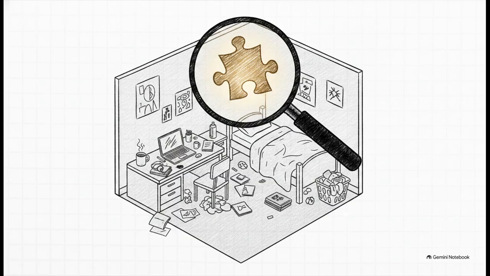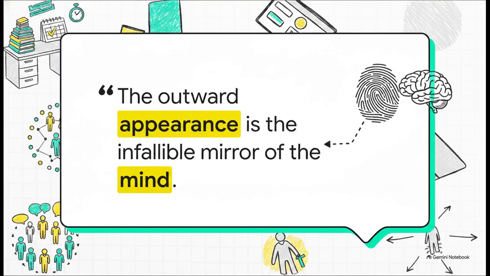No way around it. As the saying goes, the outward appearance is the infallible mirror of the mind. We see this all the time. Highly conscientious people consistently maintain neat spaces and show up on time. Highly extroverted people naturally seek out vibrant social spaces. These subtle, repetitive actions serve as highly visible, measurable markers of your underlying profile. Your traits are bleeding into the physical world around you every single day.